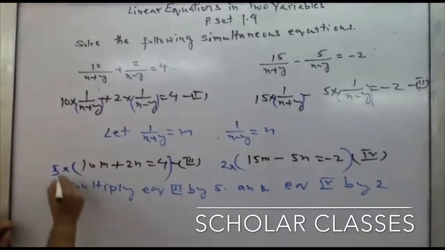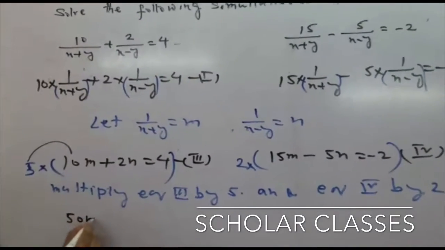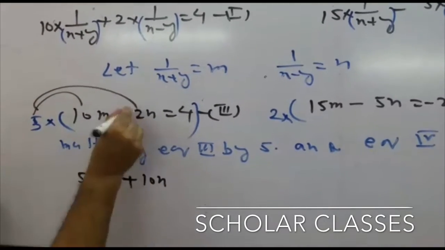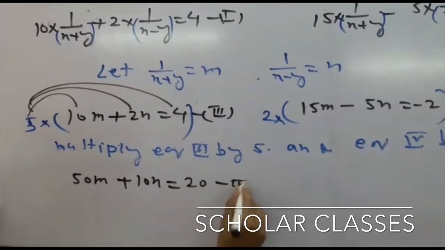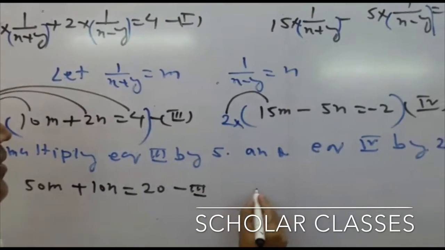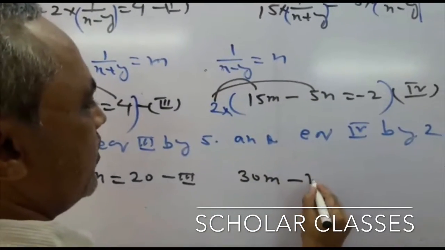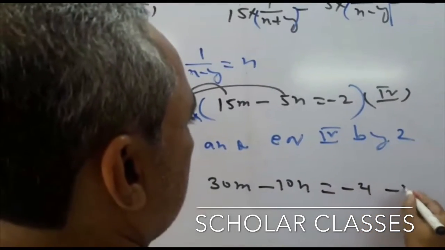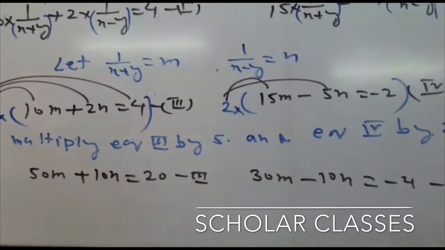Now we get the answer. 5 times 10m is 50m, plus 5 2s are 10, 10n, and 5 4s are 20. This is our equation number 3. 2 15s are 30, 30m, 5 2s are 10, it will become 10n is equal to 2 2s are minus 4. This is equation number 4. This is plus 10n and this is minus 10n.